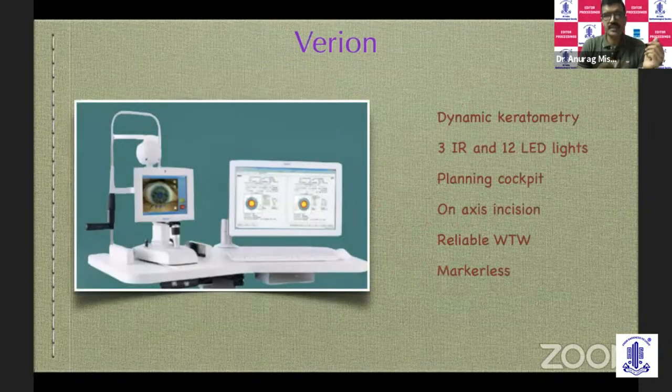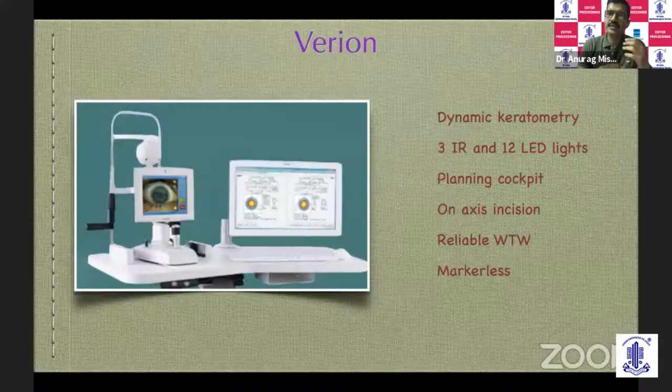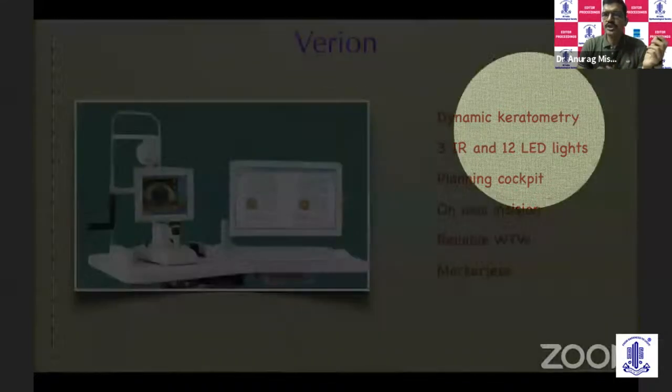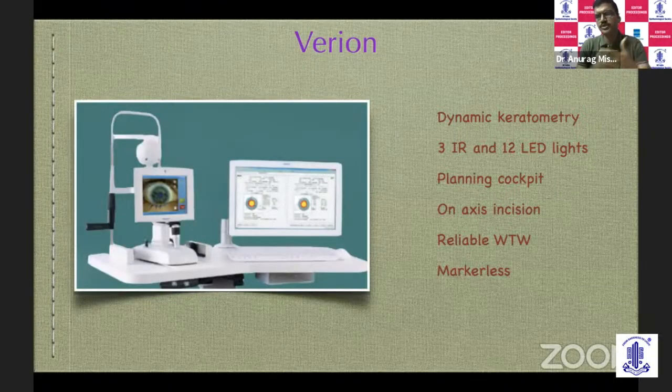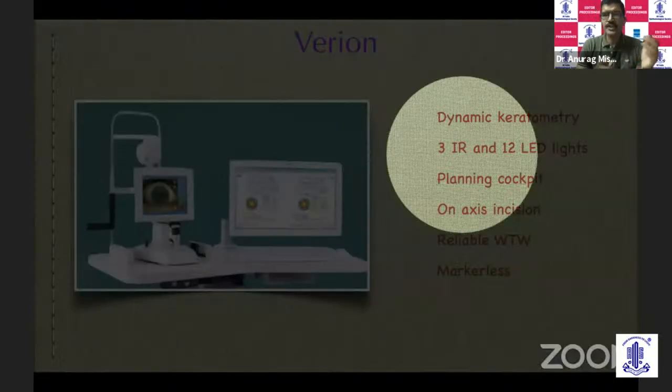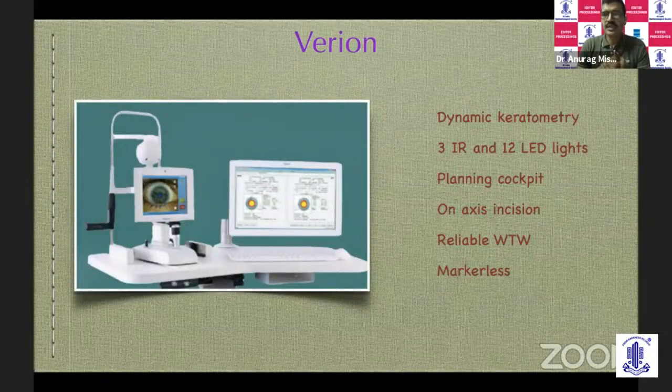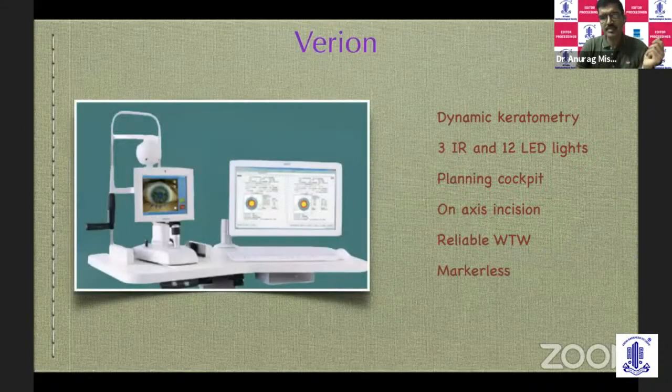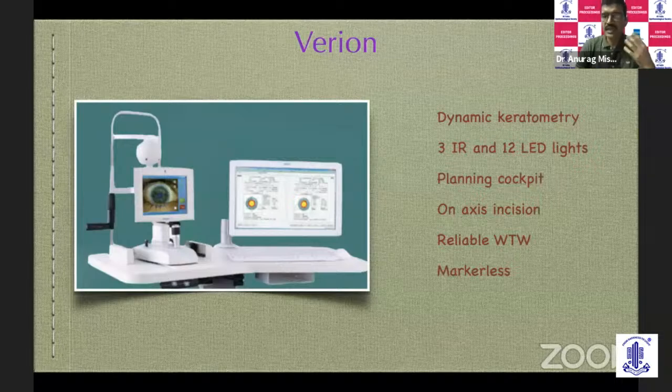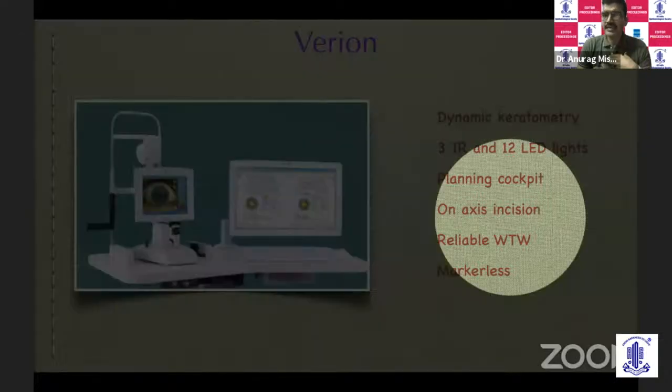The next workstation in my setup is the image-guided Verion system. It gives us a keratometry based on 12 LED lights arranged in a single ring, but there's a certain amount of dynamism associated with this keratometry. Before the instrument comes to a focus, the 3 infrared lights actually map the corneal curvature as well. So it gives us very dynamic keratometry. It has an excellent planning cockpit in terms of the exact residual refraction that the patient is likely to land up with after the cataract surgery is done. It can enable you to give an on-axis incision. I'm an on-axis surgeon myself. And of course, the system is markerless.